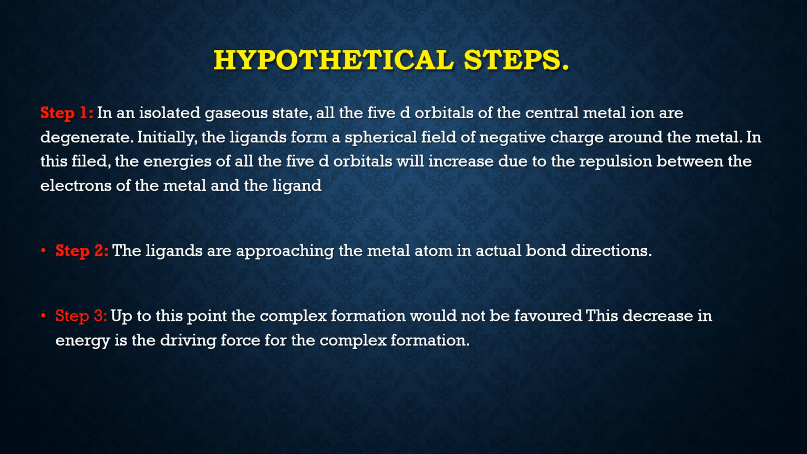Then step 3. Up to this point the complex formation would not be favored. The decrease in energy is derived from the complex formation, so the d orbital will be splitting. This is favored for some of the structures. Some structures have different types of magnetic moment. This magnetic moment helps to identify the complex formation, whether the complex structure is tetragonal, bipyramidal, or many other structures. So once the d orbital splitting occurs, the electronic configuration as well as the structure follows, finally the distribution of d orbitals.